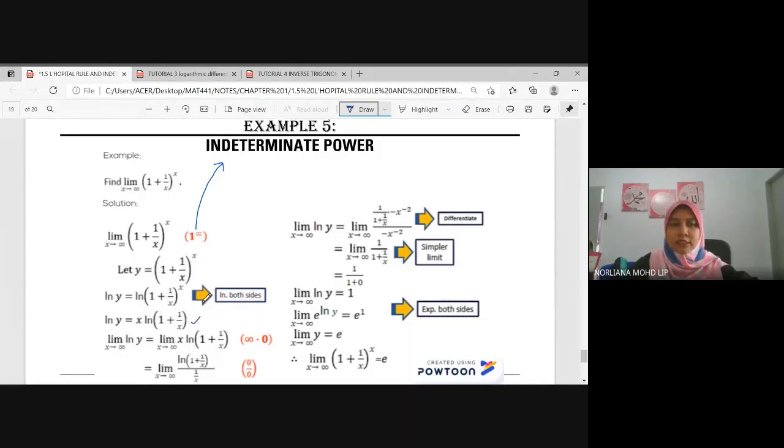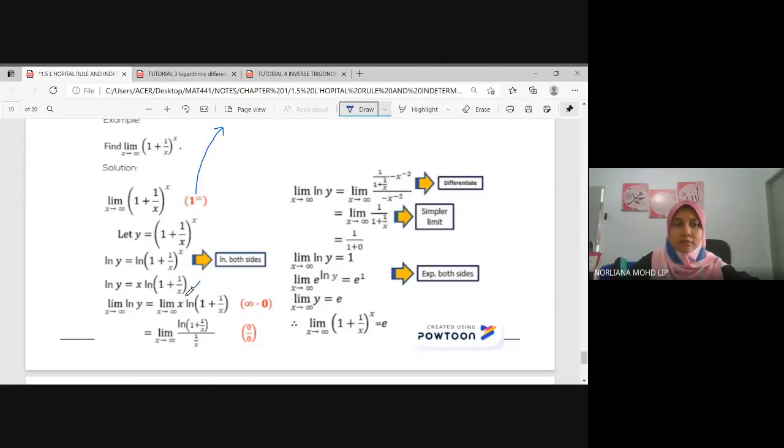So we get this equation. And then we take the limit for both sides. I substitute x equal to infinity into this function for the right hand side. So you will get infinity times ln of 1 plus 0, which is ln 1, so 0. So we get this answer: infinity times 0. Infinity times 0 is an indeterminate product.